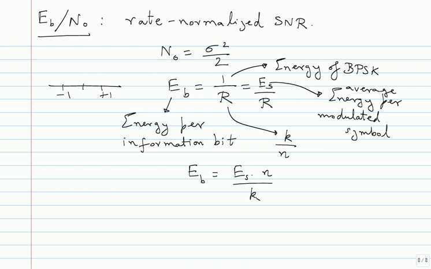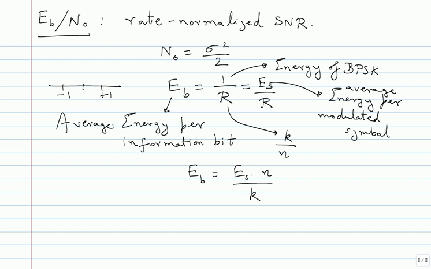To send K information bits, I am using N modulated symbols of total average energy N times ES. So the average energy per information bit, well, it's all average, remember that it's all average. I won't mention that, but it's average clearly. So the total energy that I'm expending to send K information bits is actually N times ES divided by K. So that is EB.